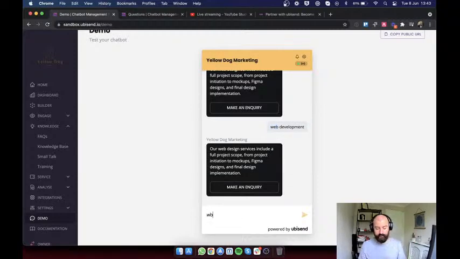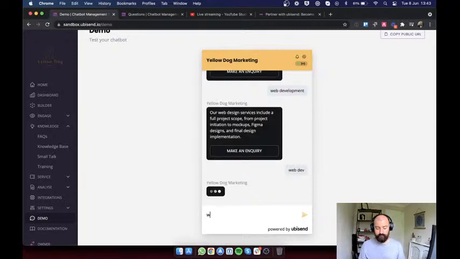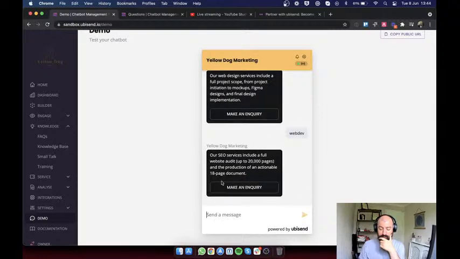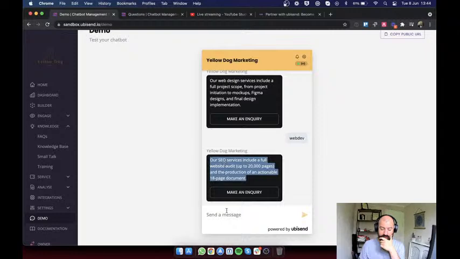Let's do web dev, and then we'll do web dev in one word. This one's going to be tricky. Oh, it's picking up the SEO one, which is kind of odd. So that's something you can have a look at. It's probably picking up web and website here. What else is there? Oh, we have contact, obviously.